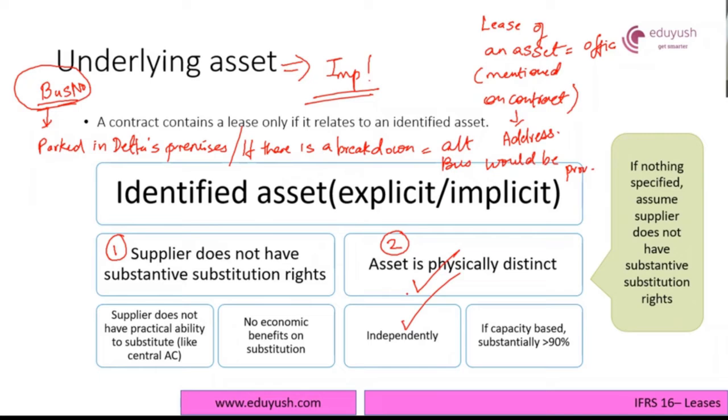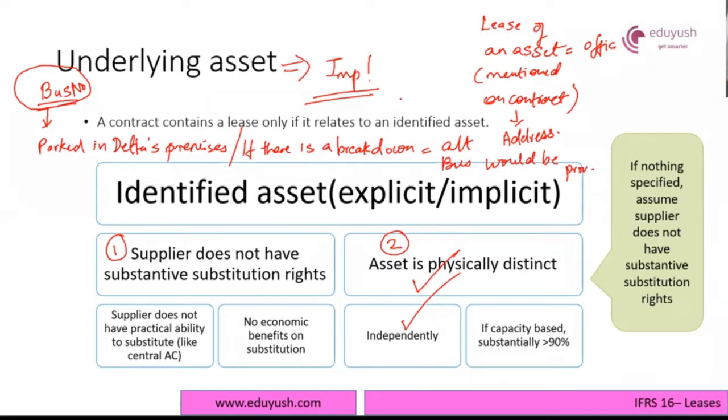When they mention the bus number, we can very clearly say that it is physically distinct. Now that condition alone is not enough. We have to look at another condition. The supplier should not have a substantive substitution right. If the bus is parked in Delta's premises and only if there is a breakdown, or if maintenance work is required, an alternative is provided, can we say that the supplier has any kind of substitution rights? Does he get any economic benefit by substituting the bus? It does not have any substitution rights because the same bus is given at all points of time.